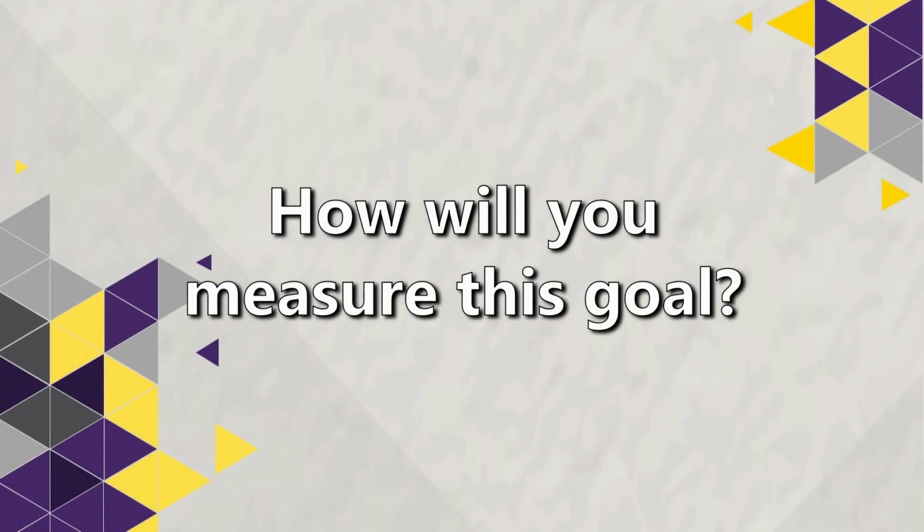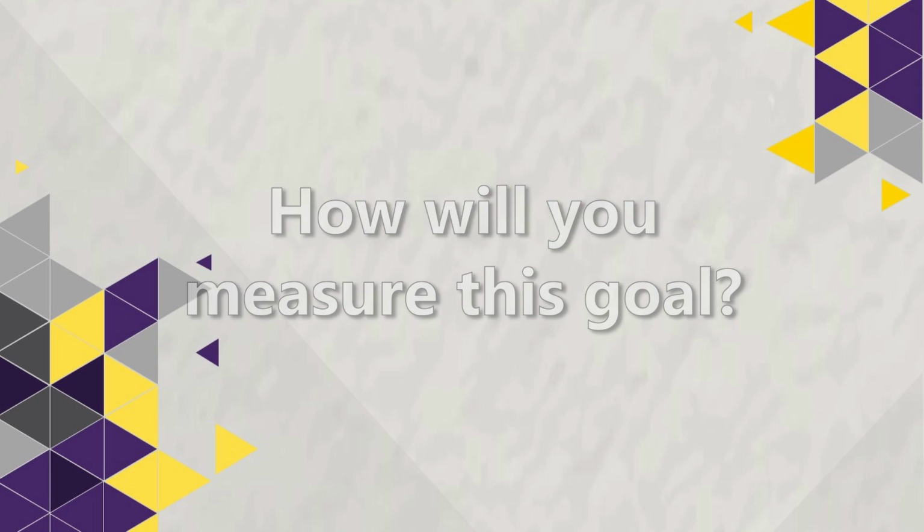Number 6 is a bit different. It says, how will you measure this goal? Remember, in level 2 of this program, we talked about how you can measure your progress towards your goals and how you make sure that you are on the right track using metrics and data. So which tools are you going to use to gather this data? Which data are you going to gather? How can you tell if you have fully achieved your goal?